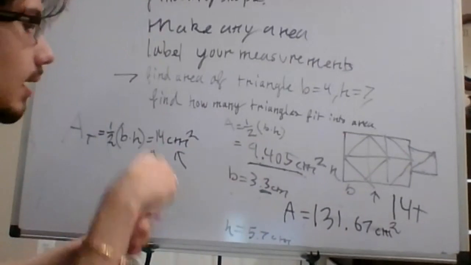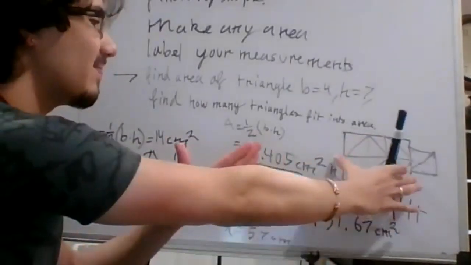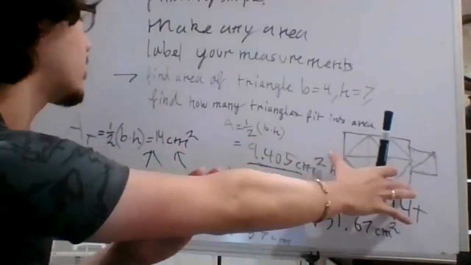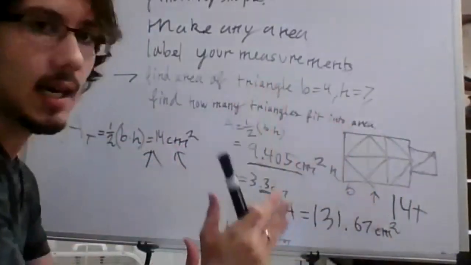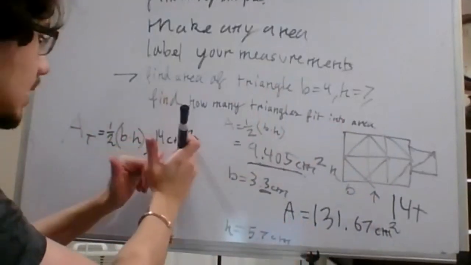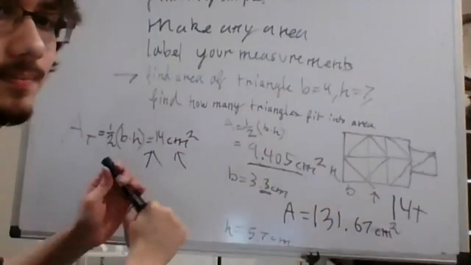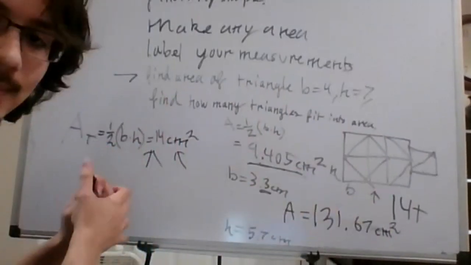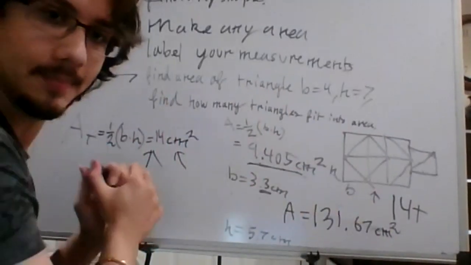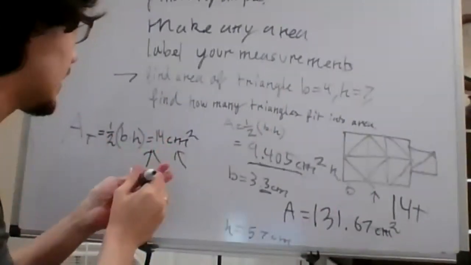So now that we have the area of the whole flash drive, Miss Ariel, how can we tell how many of these triangles we need to come up with this area? So I'm not sure. That's perfectly fine, Miss Ariel.